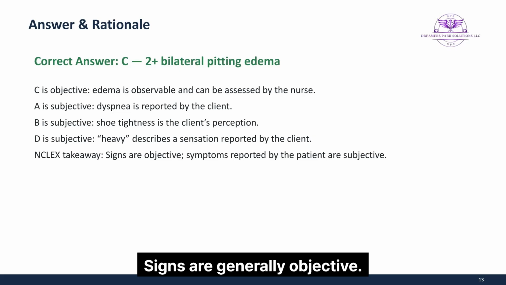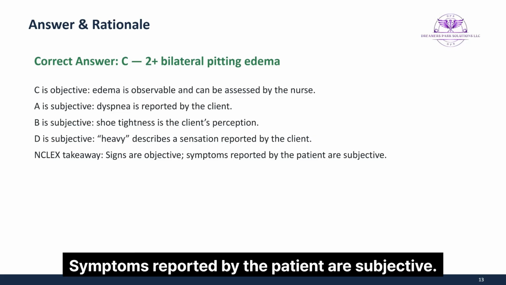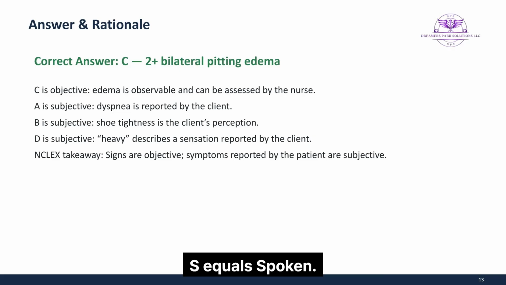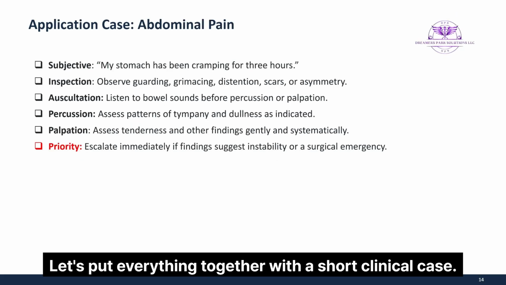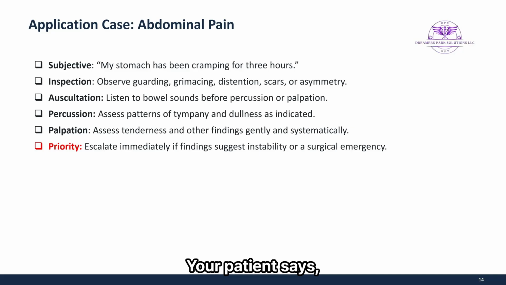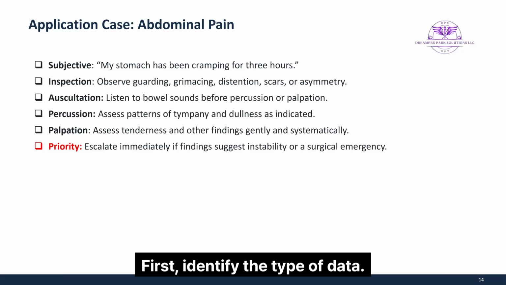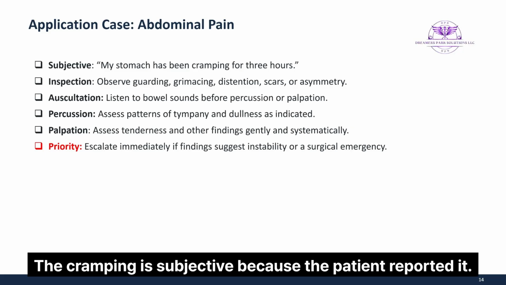Here's your NCLEX-RN takeaway. Signs are generally objective. Symptoms reported by the patient are subjective. And remember our memory trick. S equals spoken. O equals observed. Let's put everything together with a short clinical case. Your patient says, "My stomach has been cramping for 3 hours." First, identify the type of data. The cramping is subjective because the patient reported it.